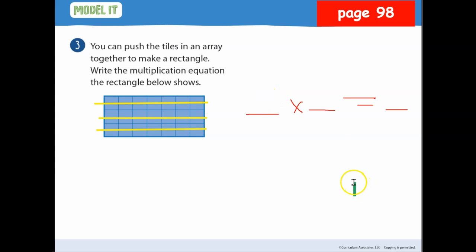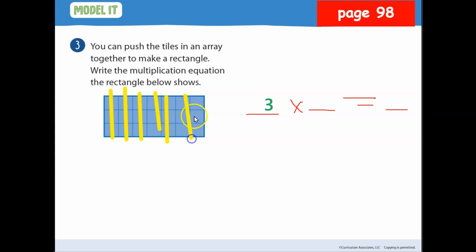And then how many columns? Columns are up and down, right? Let's see, 1, 2, 3, 4, 5, 6, 7. So 3 times 7, what's 3 times 7? 21. Okay, 3 times 7 is 21.